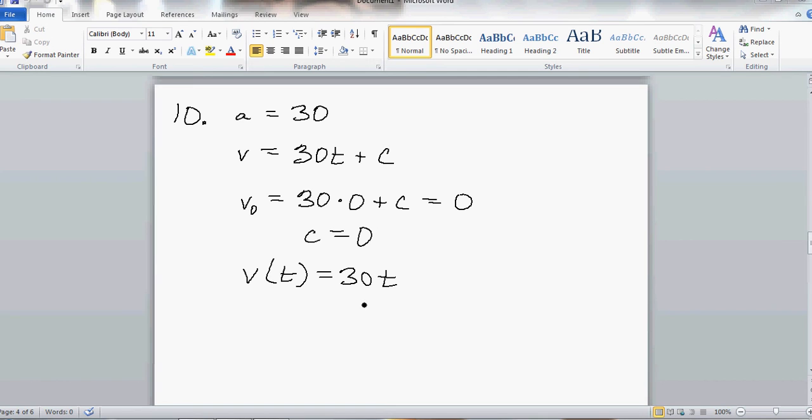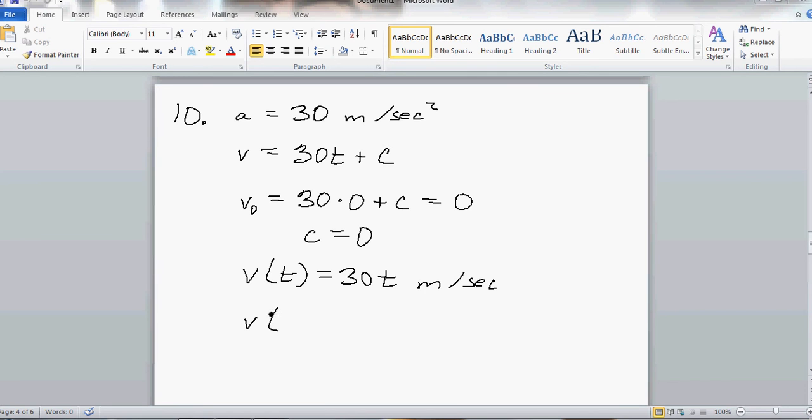And then it asks 2.5 minutes later. Now here's where we have to be careful. This is meters per second squared, so this would have to be meters per second. And so t has to be in seconds. So we have to do that quick conversion.